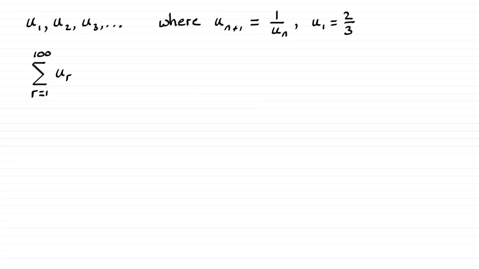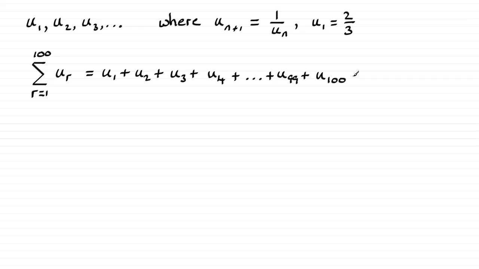All right. So for this part of the question then, we've got this sequence of terms, u1, u2, u3 and so on, where any term in the sequence is equal to 1 divided by the previous term in the sequence. And we're told the first term, u1, is 2/3. And we've got to find then the sum of the first 100 terms of that sequence. So we've got this. Remember, this represents u1 plus u2 plus u3 and so on, all the way up to u100.